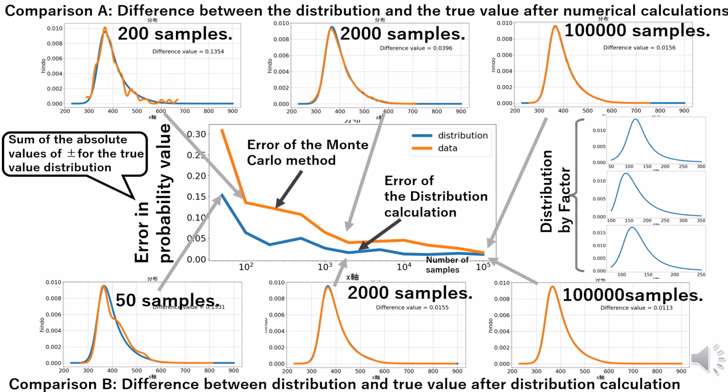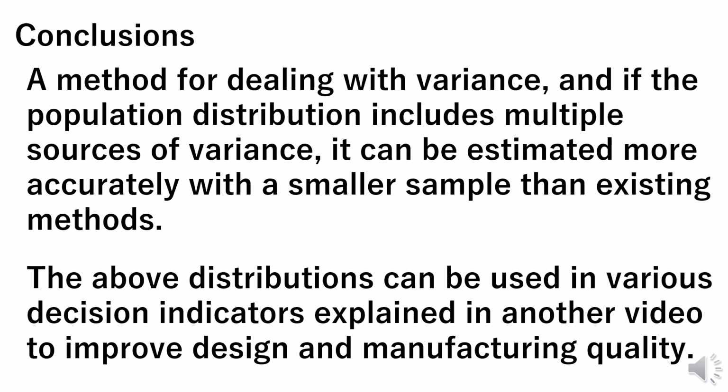Of course, if a method that assumes a normal distribution, such as standard deviation, is used, the error will be even larger. Conclusions. The method for dealing with variance is able to obtain the distribution shape of a population with high accuracy with a small number of samplings compared to existing methods. I believe that the more complex the structure of the population, such as software, hardware, and systems to be designed, the more accurate the method is compared to existing methods.